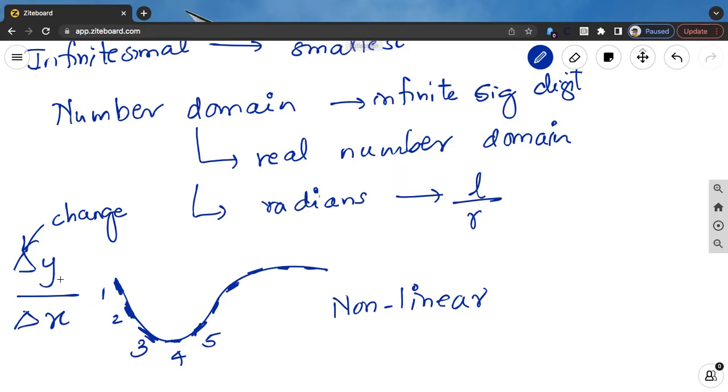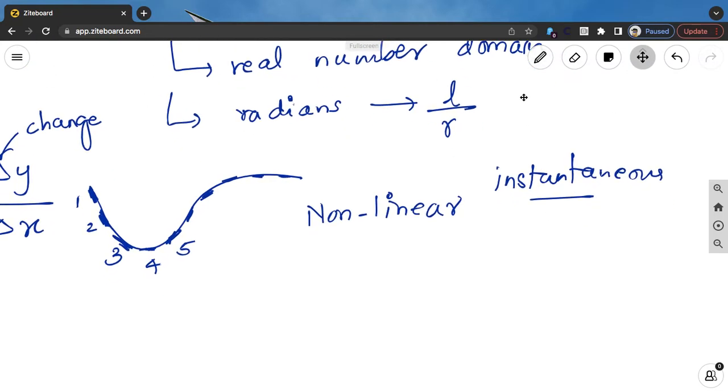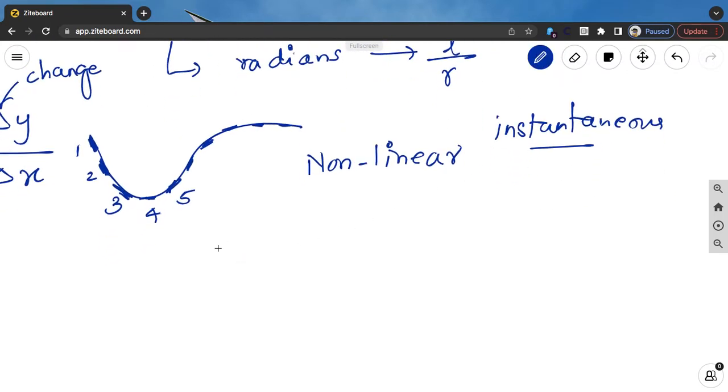So I want a method to find out instantaneous changes at every instant. How does y change with respect to x? And the method that was introduced first in calculus is called, that's why it's called, first principles.